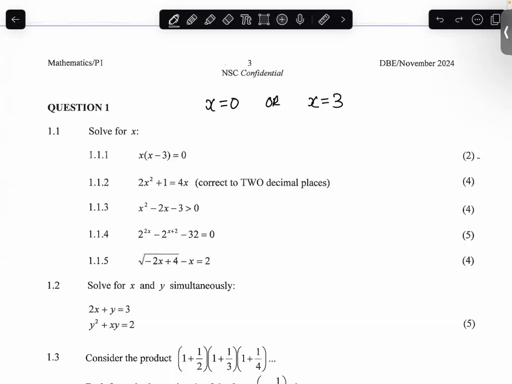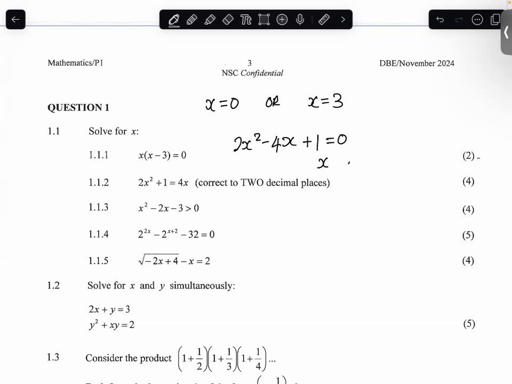Don't forget your "or". 1.1.2, 2x squared plus 1 is equal to 4x. Get that into standard form. Ax squared plus bx plus c is standard form. We first need that form, so we're going to go 2x squared minus 4x plus 1 is equal to 0. This, correct to 2 decimal places, is a dead giveaway that you need to use the quadratic formula.